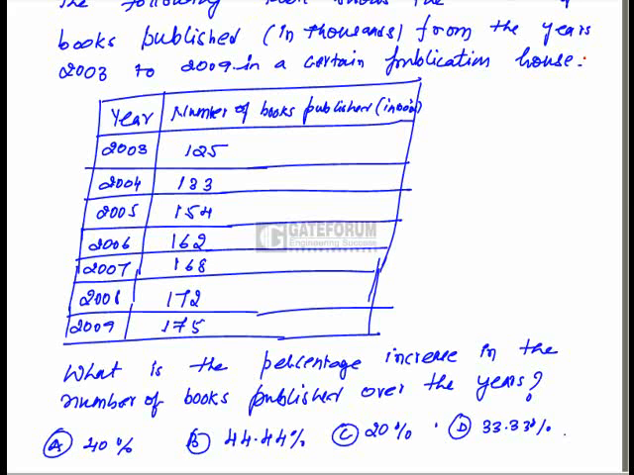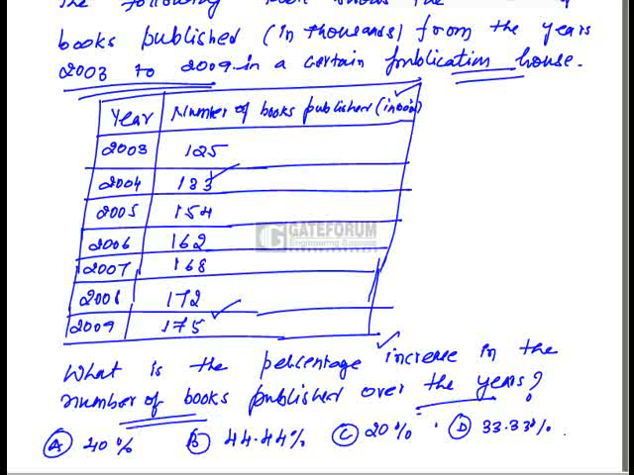Now, the information regarding the books published from 2003 to 2009 in a certain publication house is given. In 2003, it is 125,000 books, and in 2004, 133,000, and so on, in 2009, 175,000 books. Now, he is asking you to find the percentage increase in the number of books published over the years. Whenever we see this phrase over the years, it means the percentage difference between the first year and the last year.